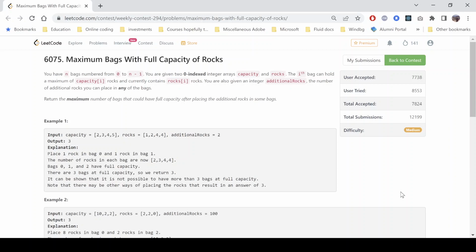In this video, we'll discuss the second problem of Leetcode Weekly Contest 294. It's a medium level problem. The problem name is maximum bags with full capacity of rocks.